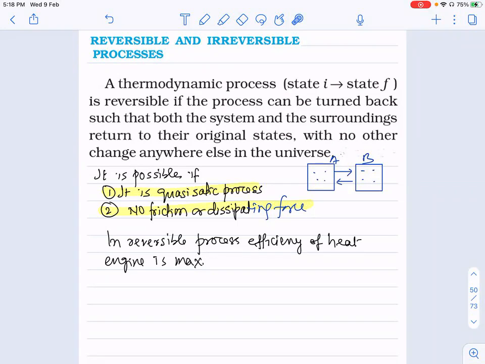Okay, so you can just write a short note on the reversible and irreversible process. Otherwise, if these conditions are not met, it will be an irreversible process. The moment the system has some friction, it will be irreversible. If the system is very fast, then also it will be irreversible.